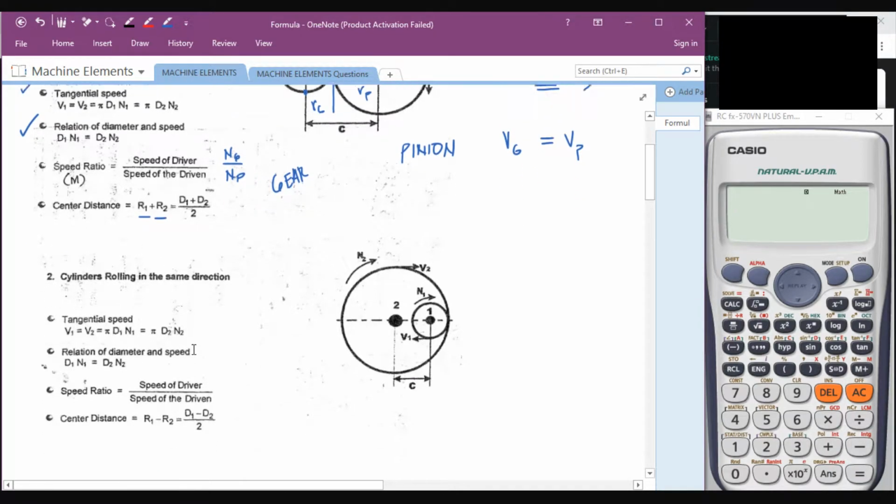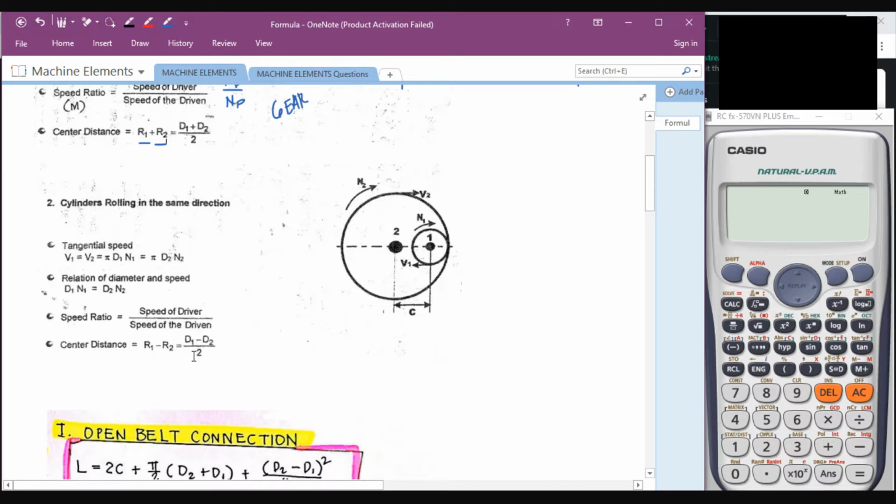Now, when they are rolling in the same direction, ibig sabihin, kapag same direction, hindi pa rin naman nagbabago yung kanyang tangential speed, and then the relationship of the diameter and speed. Ano nagbabago dyan? The center distance lamang po. Kasi magbabago lang yung center distance kapag same direction sila. Ibig sabihin, the driver and the pulley are synchronously rotating in the same direction. Ibig sabihin, if clockwise yung isa, clockwise din yung isa. Now, mag-iiba na lang po dyan yung center distance. Ibig sabihin, mababawasan.